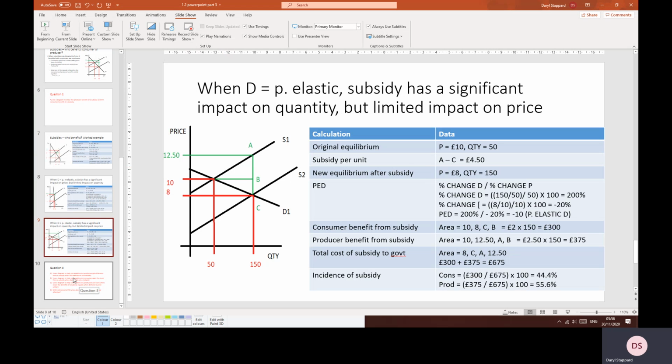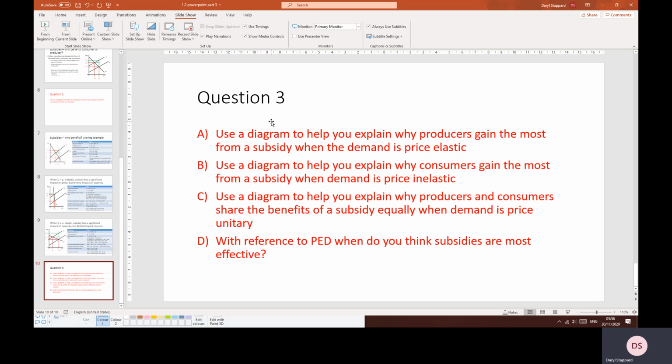Right, just to end this, what I want you to think about is question 3. So A, use a diagram to help you explain why producers gain the most from a subsidy when demand is price elastic. B, use a diagram to help you explain why consumers gain the most from a subsidy when demand is price inelastic. C, use a diagram to help you explain why producers and consumers share the benefits of a subsidy equally when demand is price unitary.